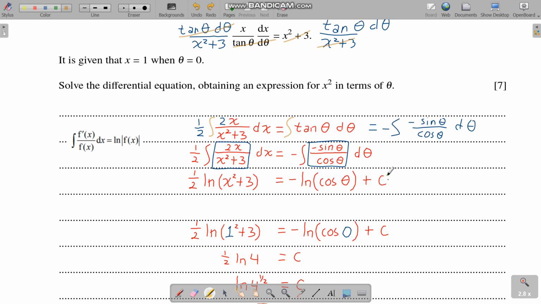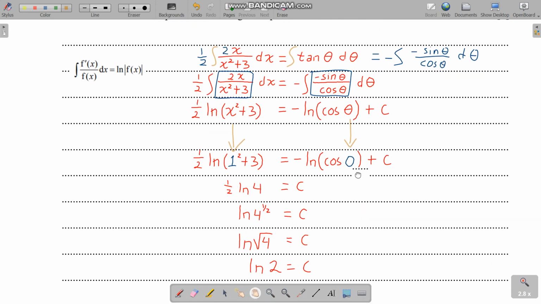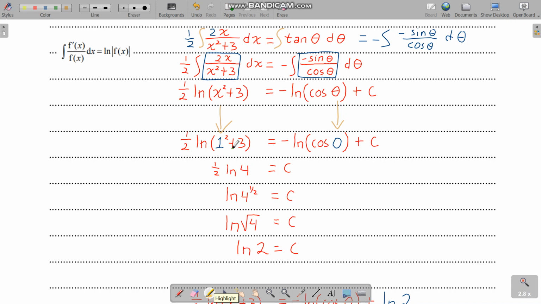To find the particular solution, we need to find the c. We find the c by plugging in the x and the theta value. The x is 1, the theta is 0. We plug in, and 1 squared plus 3 is 4. Cos 0 is 1, ln 1 is 0, so on the right we have only c. And the 1/2 here can be moved into the argument. We have 4 to the power of 1/2, and to the power of 1/2 means square root. Square root of 4 is 2, so c is actually ln 2.